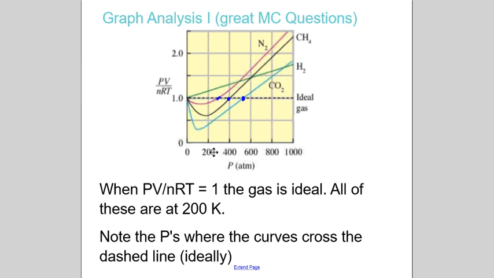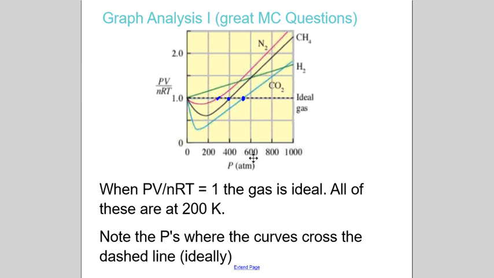At a pressure of about 300 atmospheres is when nitrogen starts acting ideal. At a pressure of about 400 atmospheres is where methane starts acting ideal, and then carbon dioxide acts ideal at about 550 or so. So looking at this, you might think, oh, well, this is better for everything.